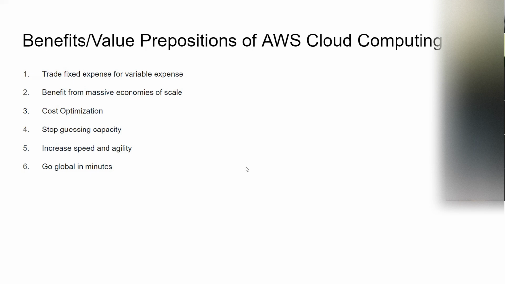There are multiple benefits of AWS, but AWS based their marketing strategy on these six benefits. The first one is trade fixed expense for variable expense. We're going to look at what this means later. Let's look at them first, all of them. Then the second one is benefits from mass economies of scale. Then we have the cost optimization. You stop guessing capacity, increase speed and agility, then go global in minutes. So what does all this mean?